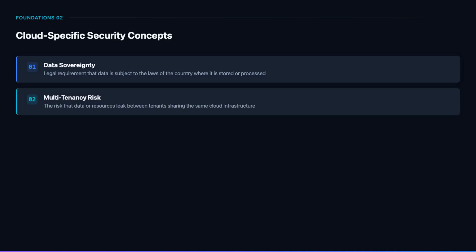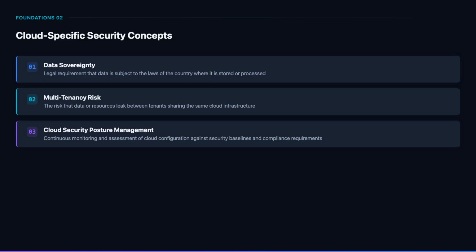Multi-tenancy risk arises because your data shares physical infrastructure with other customers. While cloud providers implement strong logical separation, the risk of cross-tenant data leakage, noisy neighbor performance impact, and shared vulnerability exposure must be assessed and controlled in your ISMS.